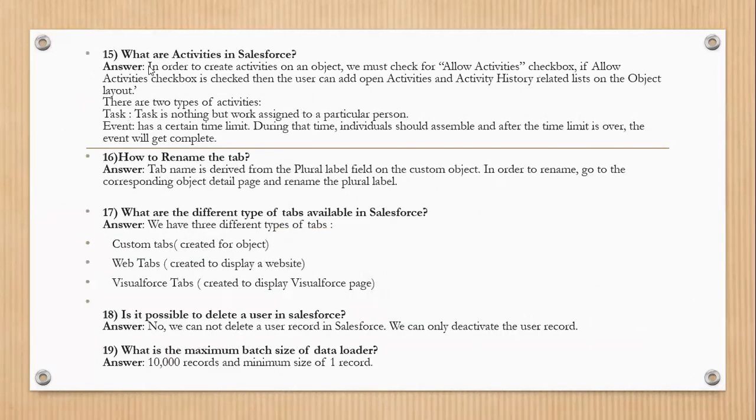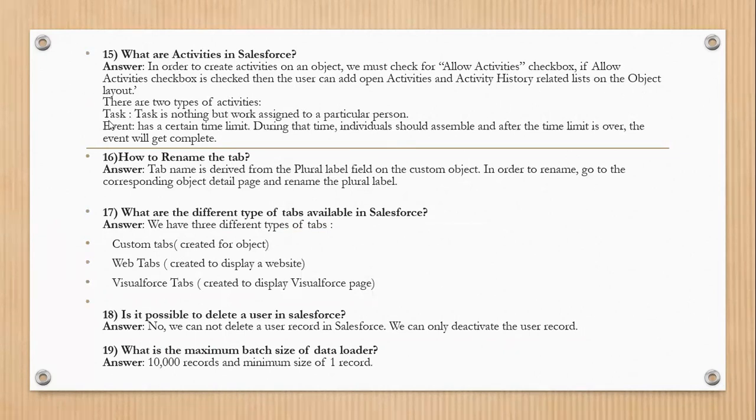Next question, what are the activities in Salesforce? In order to create the activity on an object, we must check the Allow Activities checkbox. If Allow Activities is checked, then users can add the Activities and Activity History related lists to the object layout.